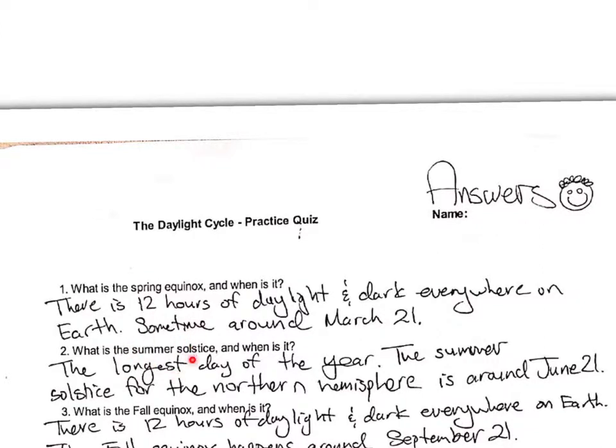Summer solstice is the longest day of the year. Okay, summer, longest day of the year. So in the northern hemisphere, that's where we are, that happens around June 21st. If you were in the southern hemisphere, the summer solstice would be December 21st.